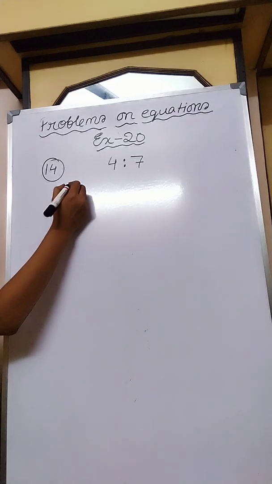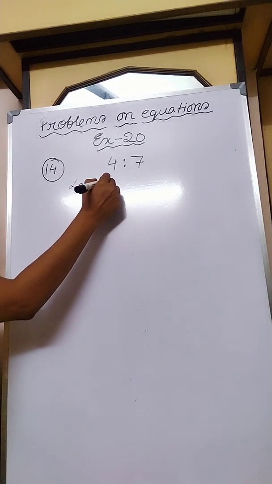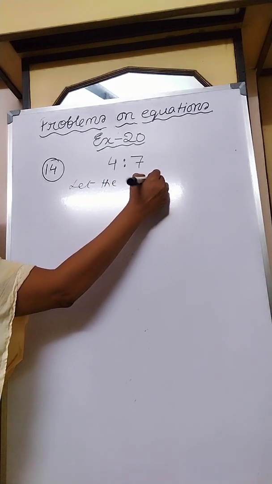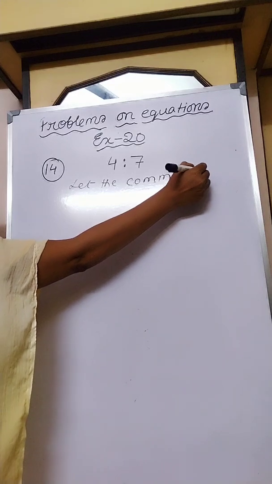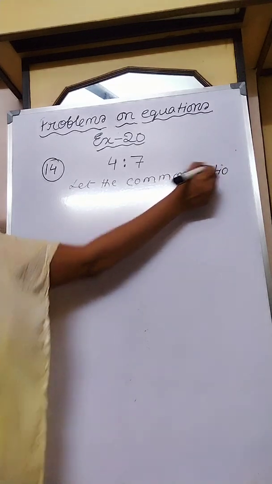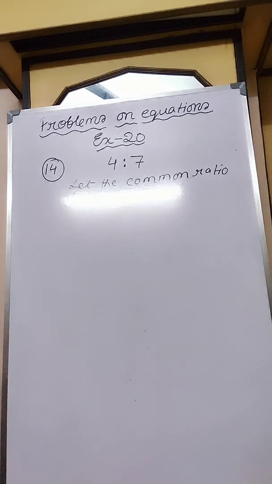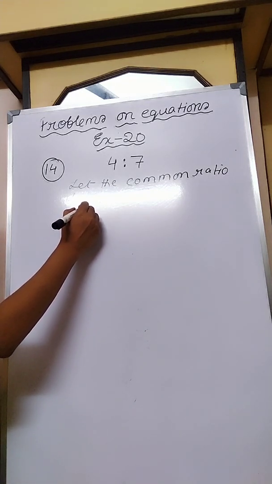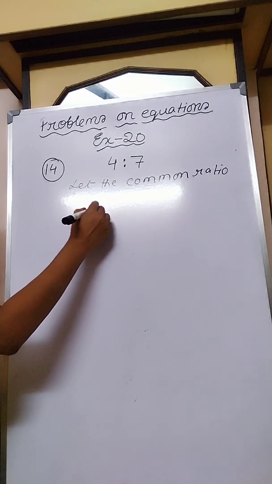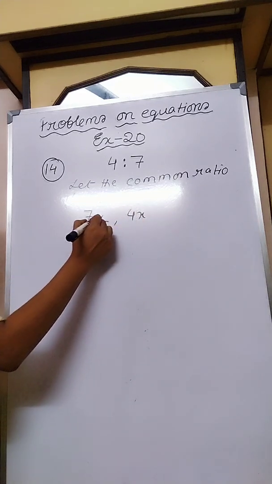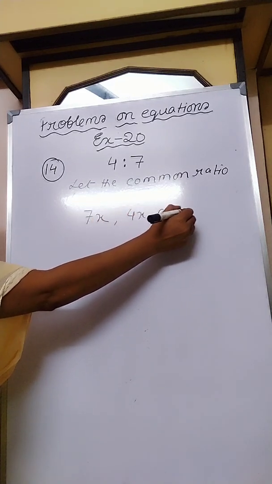So you will write, let the common ratio be x. Now it has been given that one's age is greater than the other. So one's age is 7x and the other is 4x. 7x and 4x are the ages.